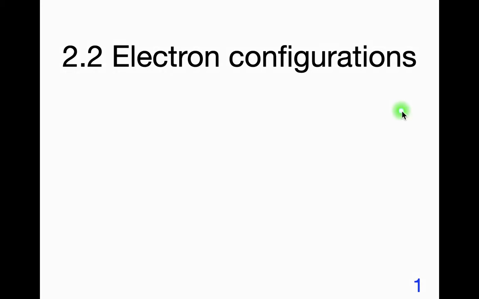Okay, IB topic 2.2, electron configurations. Now today our focus will be on the nature of light and the Bohr model of the atom. It won't be until next time that we actually look at electron configurations. Okay, let's look at light.